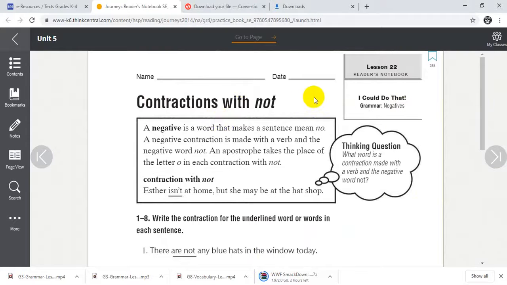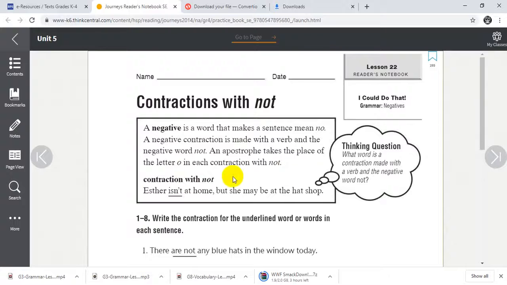A negative is to say that something did not happen, or there's nothing of something, or there's none. Okay, so a negative is a word that makes a sentence mean no. A negative contraction is made with a verb and the negative word not. An apostrophe takes the place of the letter O in each contraction with not.